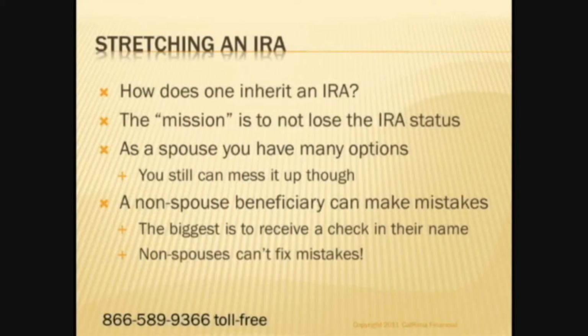So how does one inherit an IRA? The mission, if you will, of your beneficiaries is to not lose that IRA status. As a spouse, your spouse has many options. The spouse can still mess up inheriting an IRA. It isn't outside of the realm of possibility, although it's much easier for a spouse to fix potential mistakes.